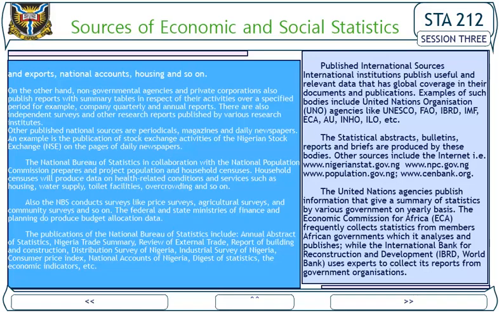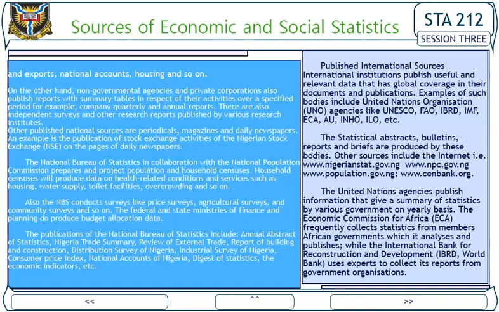Published international sources. International institutions publish useful and relevant data that has global coverage in their documents and publications. Examples of such bodies include United Nations Organization (UNO) agencies like UNESCO, FAO, IBRD, IMF, ECA, AU, WHO, ILO, etc. Statistical abstracts, bulletins, reports, and briefs are produced by these bodies.